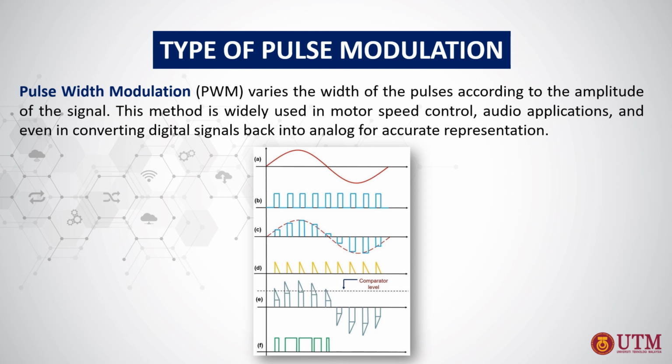and torque. Pulse width modulation is also prominent in audio applications, providing high-fidelity sound reproduction by accurately representing analog signals in a digital format. Additionally, pulse width modulation is employed in digital-to-analog conversion processes, where it enables the accurate reconstruction of analog signals from digital inputs, maintaining signal integrity and minimizing distortion.